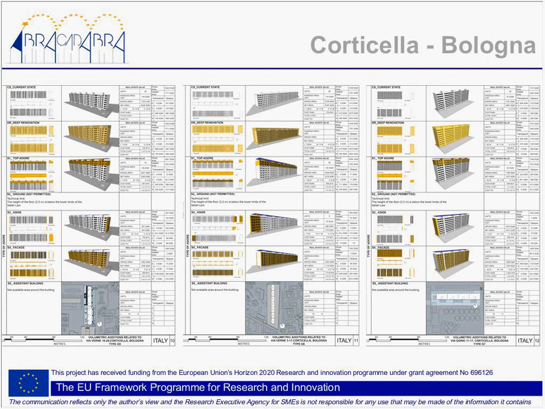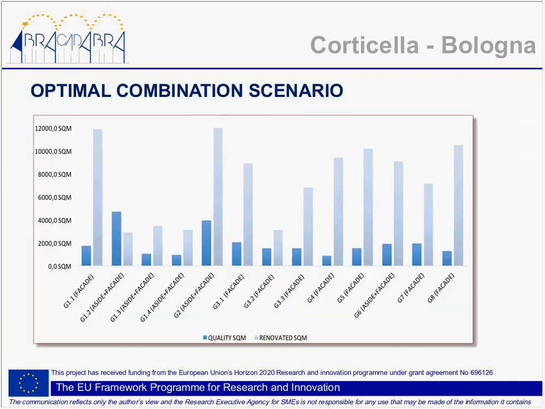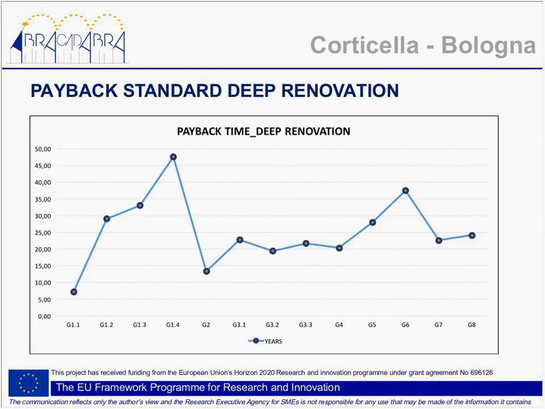This graphic shows the different square meters. On the left, you see for each of the types of buildings that we studied, which is the most optimal combination of add-ons in terms of quality square meters, what I was just explaining before, and renovated square meters, so the addition. Sometimes it's most favorable to create a facade, sometimes it's most favorable to create an on-top or a ground addition, considering quality. Here we see the payback time, and this is the payback time of standard deep renovation. For example, for the G14, we have a payback time of over 50 years. So this is really not something that an investor would look at and be interested in doing.